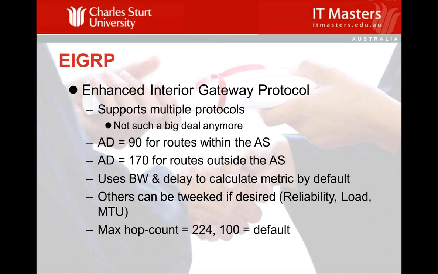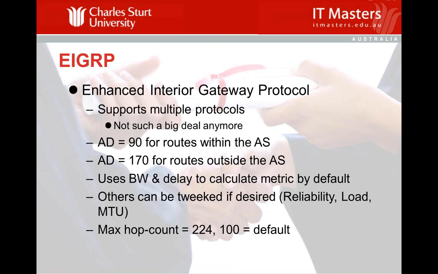EIGRP uses bandwidth and delay to calculate its metric by default. It also supports three other parameters: reliability, load, and the MTU size. However, by default, it only uses bandwidth and delay. These five parameters together are known as the K values, K1, K2, K3, K4, K5. And there is a rather complex formula which determines how it comes up with the overall metric. Suffice to say, it's only bandwidth and delay.